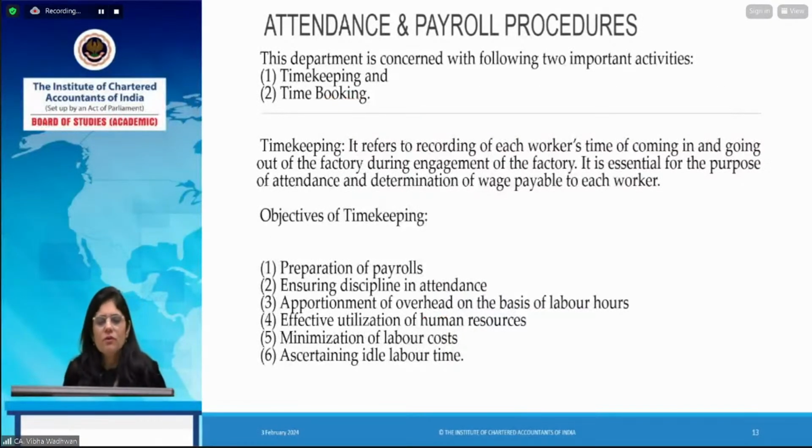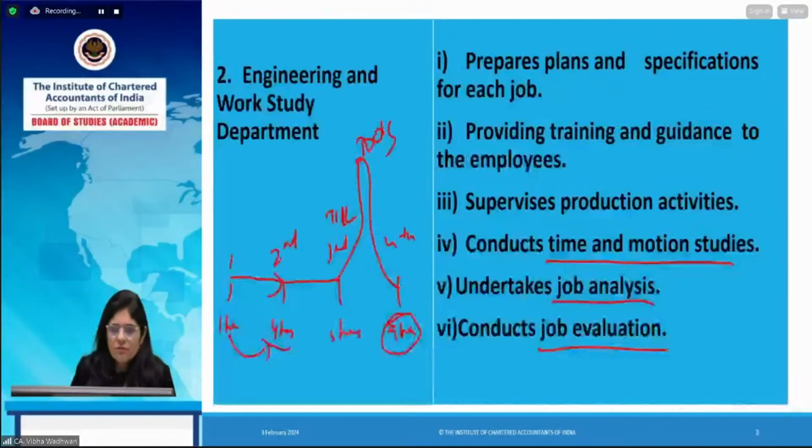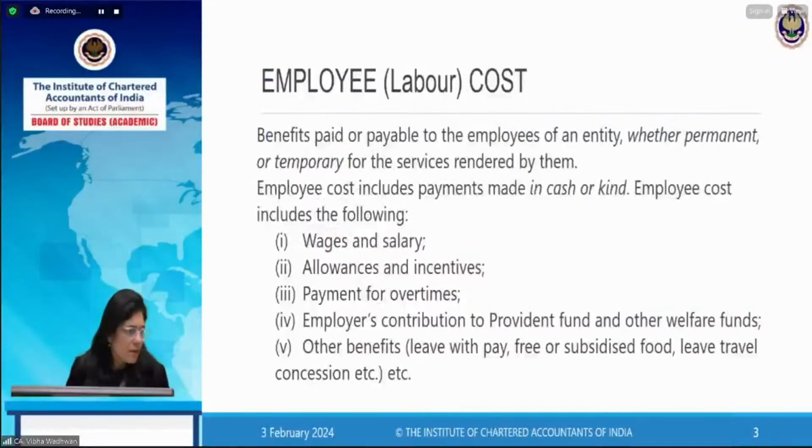Attendance and payroll procedures. So we have to have this. I think we have 1 minute. I think we have, just give me 1 minute.